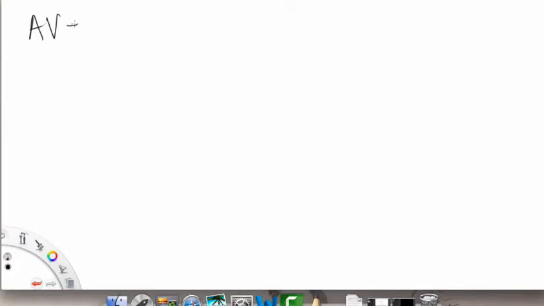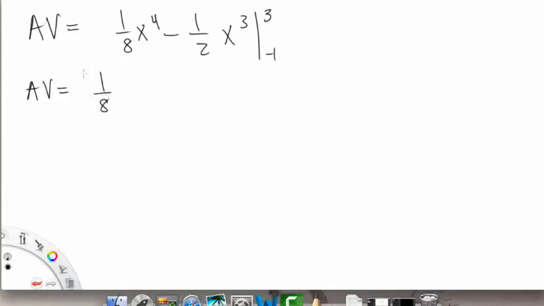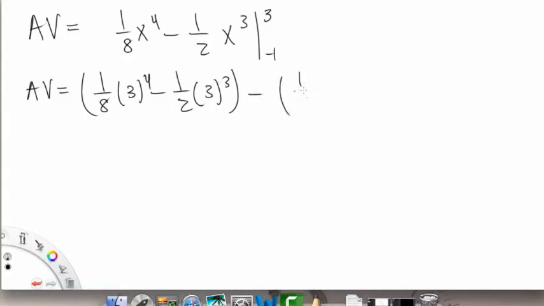So now we have reached the point where average value is equal to 1 over 8 x⁴ minus 1/2 x³, evaluated from x = −1 up to x = positive 3. So let's evaluate this. Average value is equal to 1 over 8 times 3⁴ minus 1/2 times 3³, and then we're going to subtract when we plug in negative 1: 1 over 8 times (−1)⁴ minus 1/2 times (−1)³.